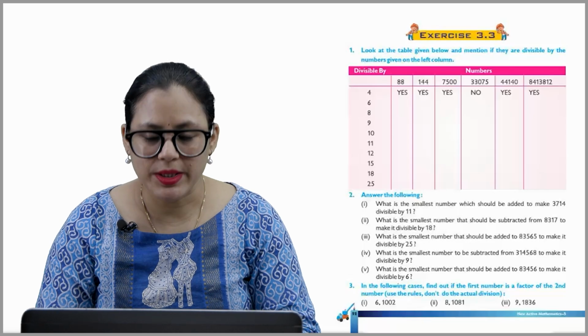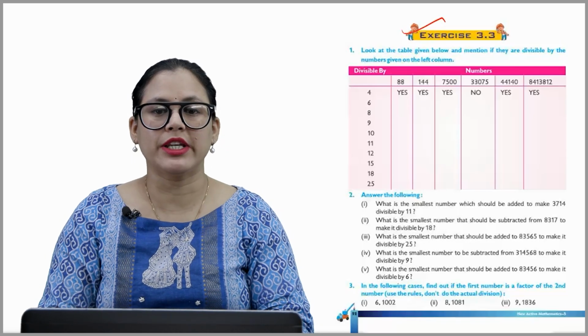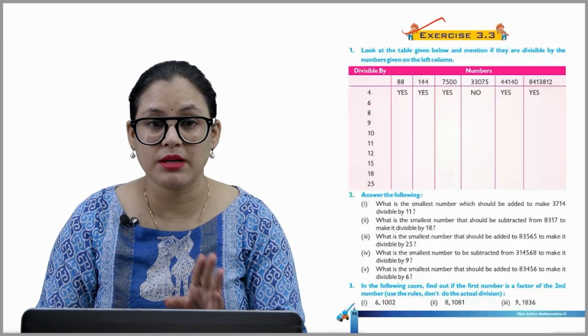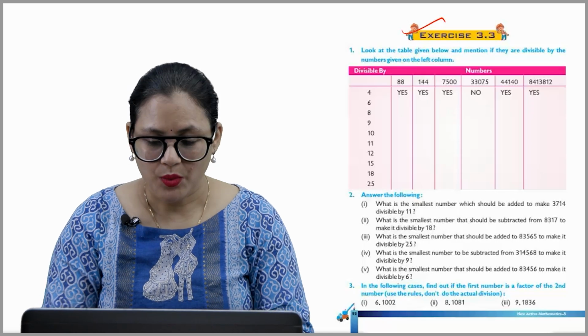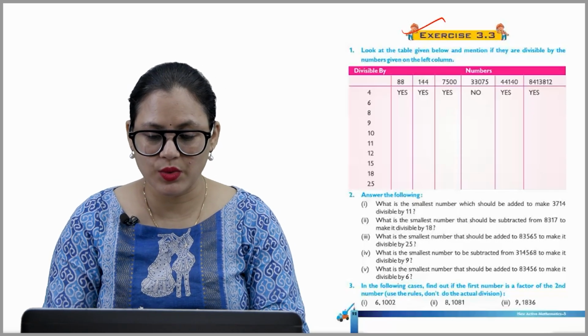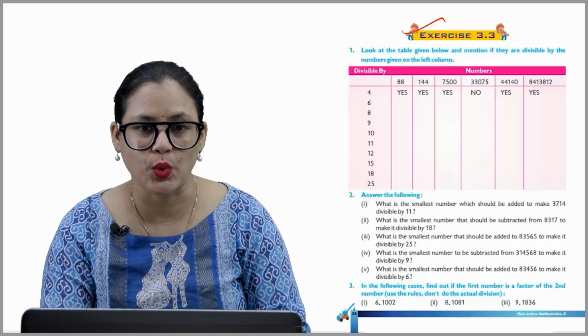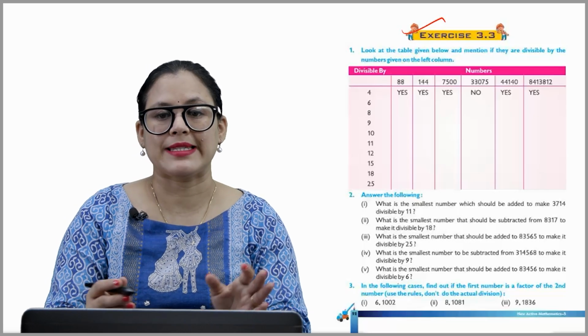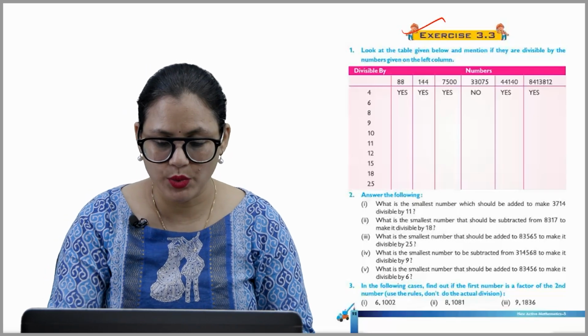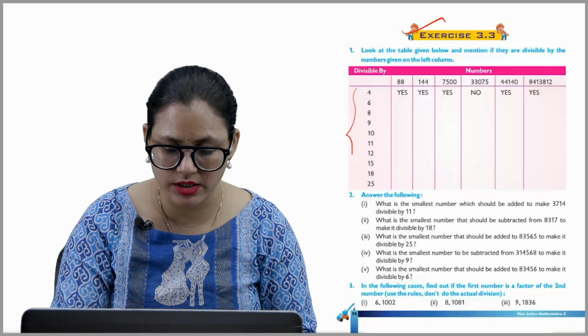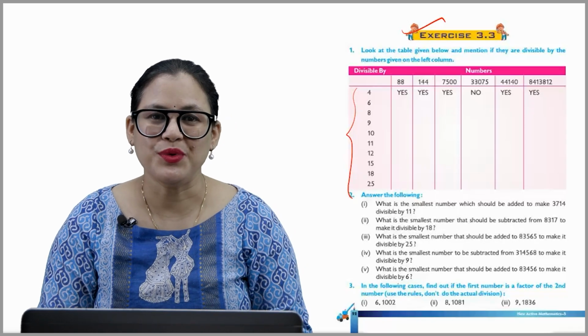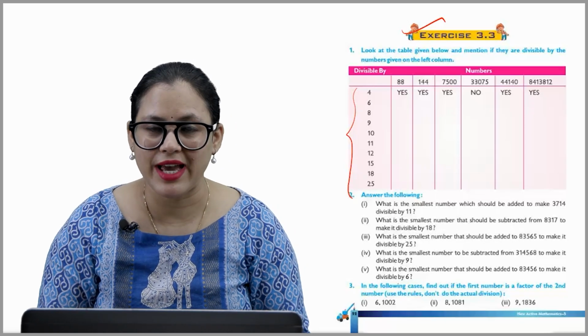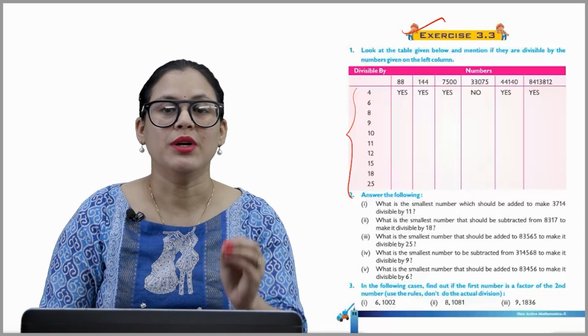Let's do exercise 3.3. Look at the table given below and mention if they are divisible by the numbers given in the left column. One has been done for you. So you have to check whether 88 is divisible by 6 or not. 144 is divisible by 6 or not. Similarly, you have to check all the divisibility for the numbers given here. You will do it by yourself, and the remaining questions also you will do yourself.